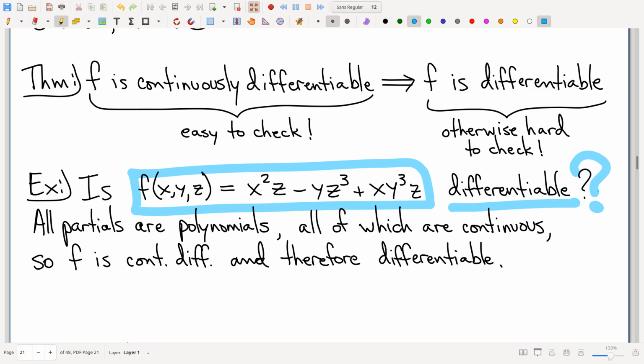Those theorems require differentiability. So how do I know that this function is differentiable? All righty. Well, all I do is take the partial derivatives. The partials are clearly polynomials. That's easy. This function's a polynomial. Just think about what happens when you take a partial derivative of a polynomial. You're just going to get more polynomials. So they're polynomials. Polynomials are all continuous, right?